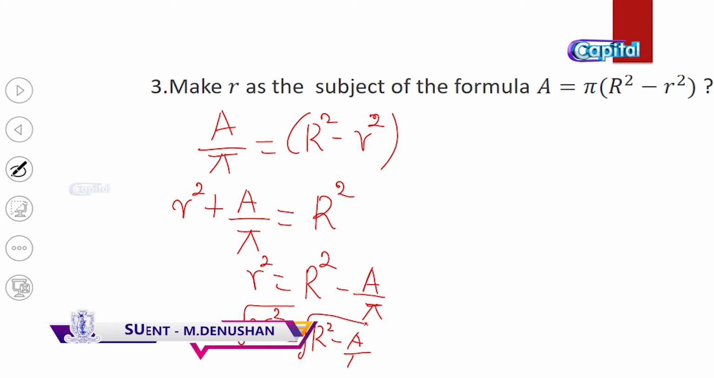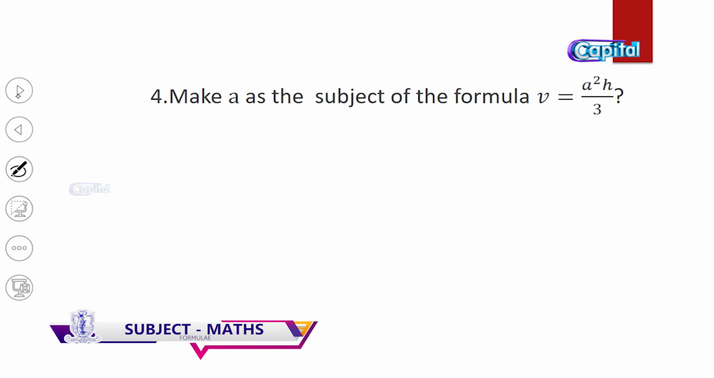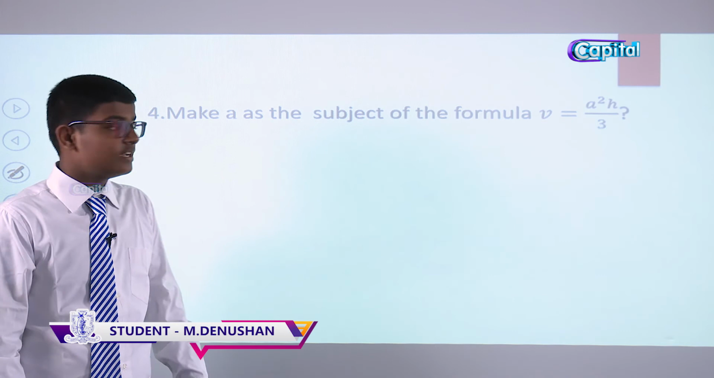By simplifying we obtain that r is equal to root r squared minus a over pi. In the formula v is equal to a squared h over 3.